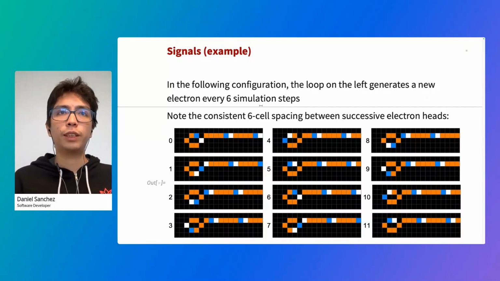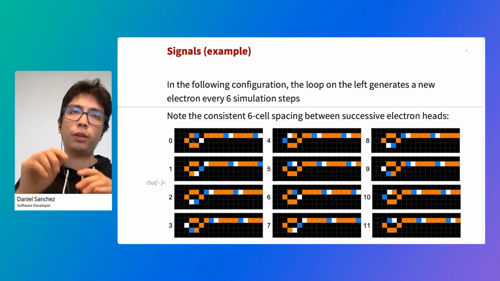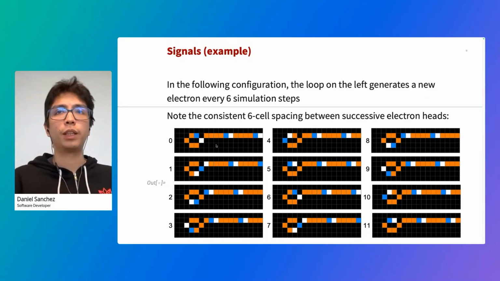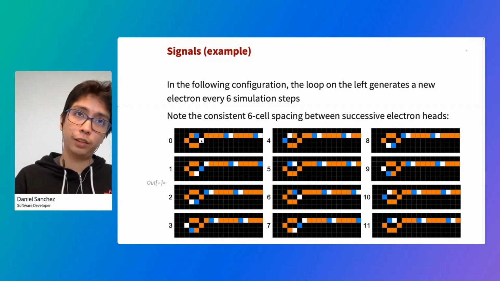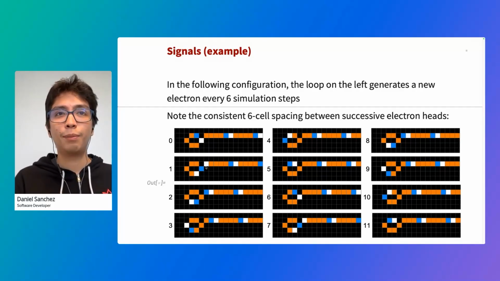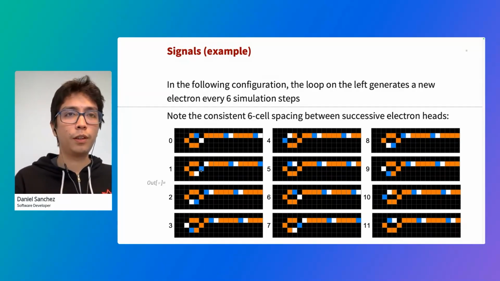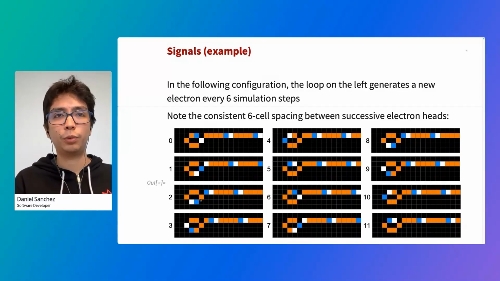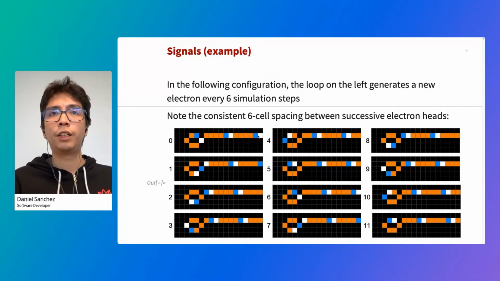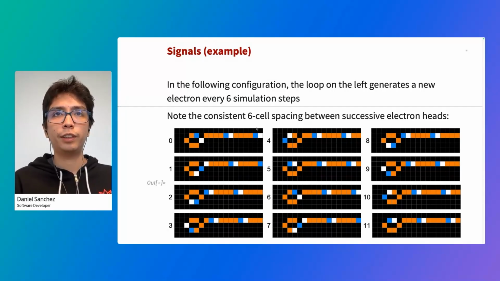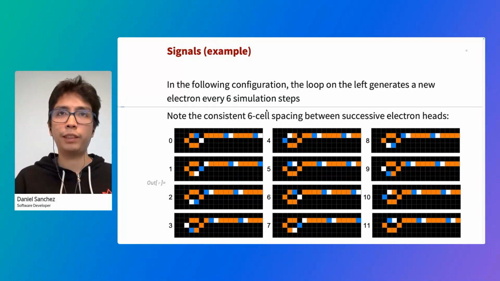This is another example of a signal. So we had a loop before. What if we attach a wire? If we do that, we see that if the electron head gets to this spot here, at the next generation, the electron will continue to loop in the loop, right? But also an electron will be emitted from the loop. And this is what I would call an electron emitter. And you will notice here that each electron is separated by 6 cells.